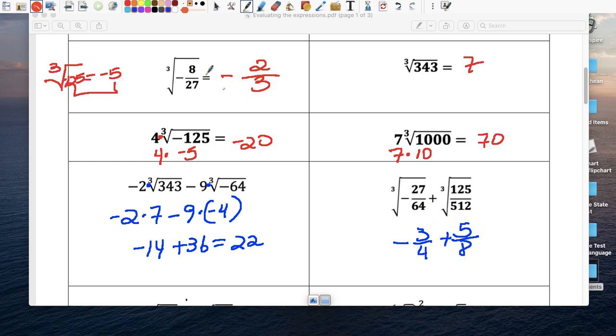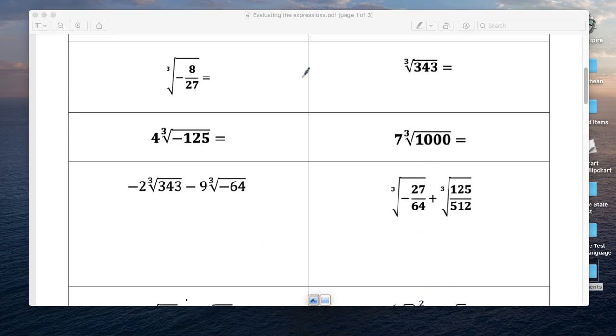Right, so if you do this without a calculator, you find the common denominator, which is 8. So the equivalent fraction, 3/4 written in eighths, would be 6 over 8. If you multiply the bottom by 2, you multiply the top by 2. So you get negative 6 over 8 plus 5 over 8 positive, and that's just negative 1 over 8. Again, pretty simple.